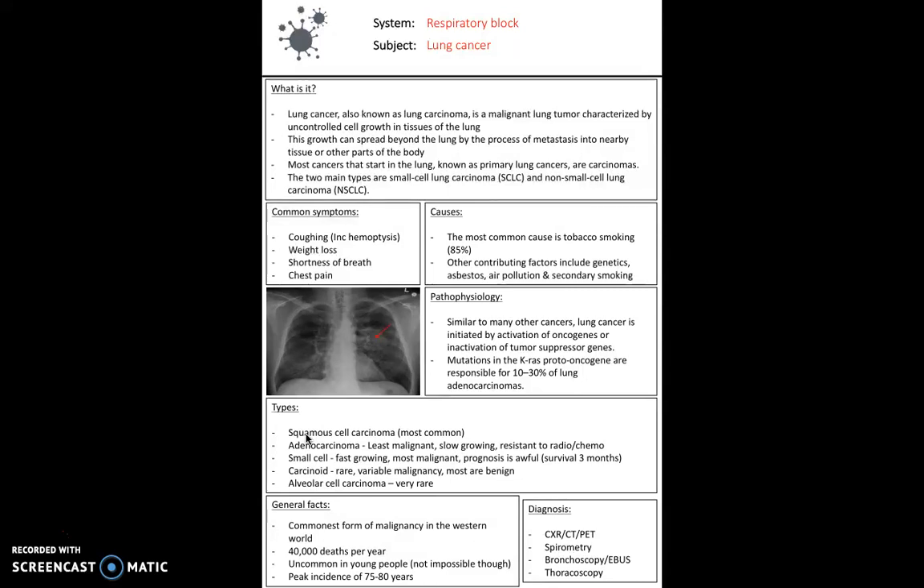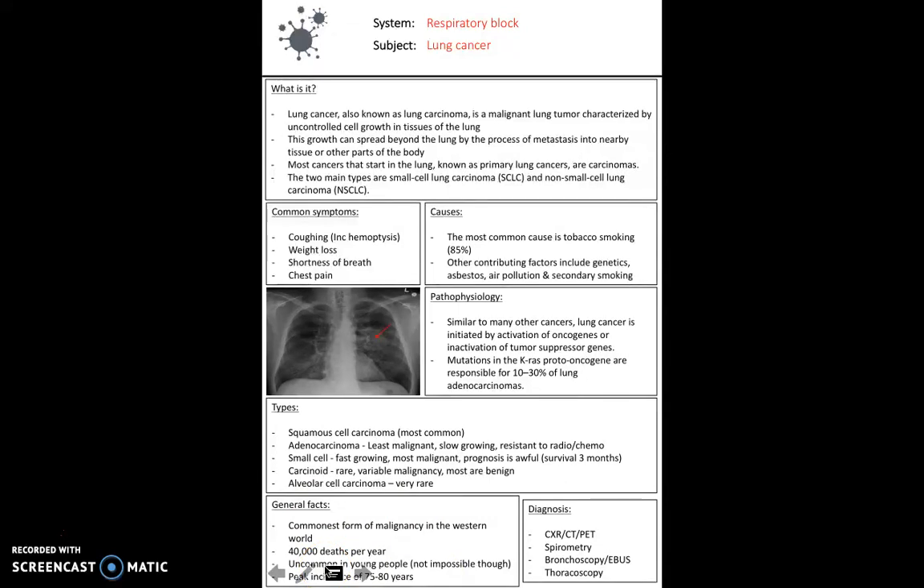You can also have carcinoid lung cancer, which is quite rare, but it can be quite variable in malignancy. You could have a mild form or quite a severe form. However, most of these are benign. And you can also have alveolar cell carcinoma, and these are very rare. Good to know, however, it usually occurs in older people. It's quite uncommon in young people. However, it is still possible to occur in young people, and it causes around 40,000 deaths per year.